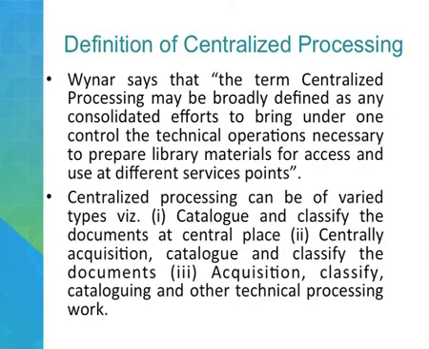If you look into the definitions of centralized processing, Weiner says that the term centralized processing may be broadly defined as any consolidated effort to bring under one control the technical operations necessary to prepare library material for access and use at different service points. Centralized processing can be of varied types. For instance, cataloging and classifying the documents at a central place. Then we can have central acquisition, cataloging and classification of the documents. And in the third category, we can have acquisition, classification, cataloging and other technical operations and processing work. So, we can divide centralized processing into various categories.